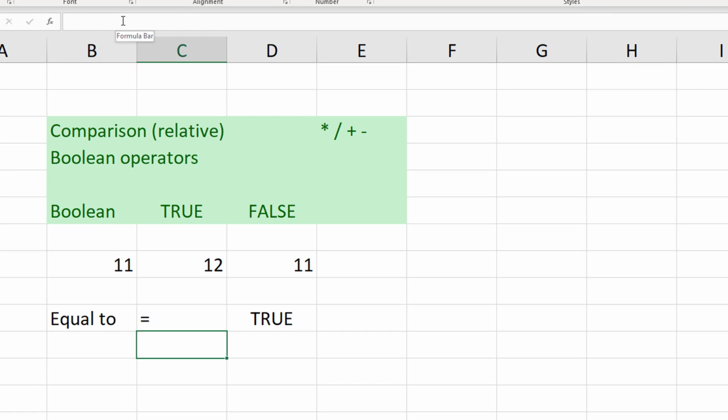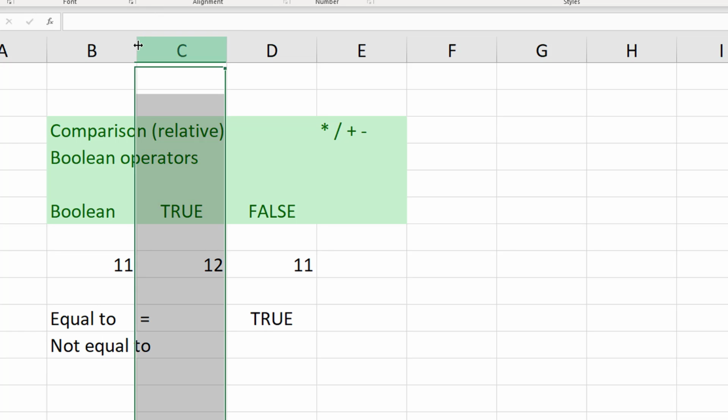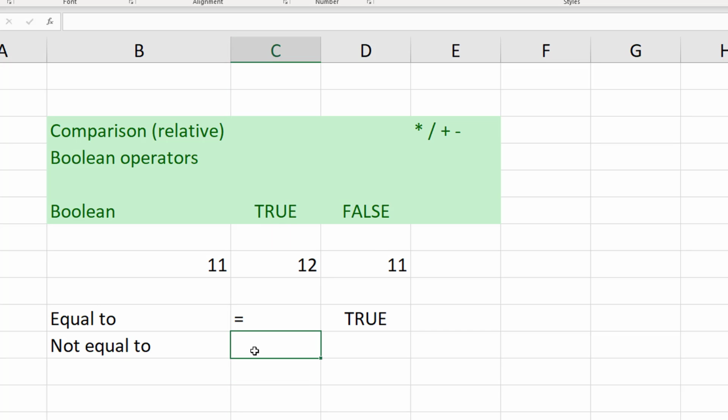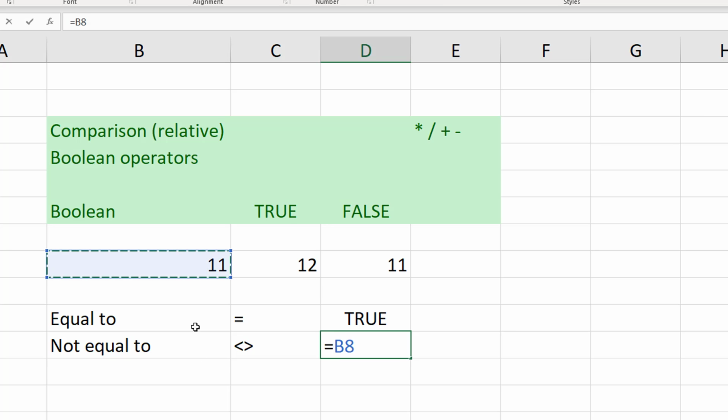The converse of this is not equal to. Let's just make this column a bit bigger. This uses the less than sign back to back with the greater than sign, like this. So it's not just one symbol, it's one symbol but two characters. And let's try it. Again, start with equals for a formula. We can try B8 is not equal to C8.